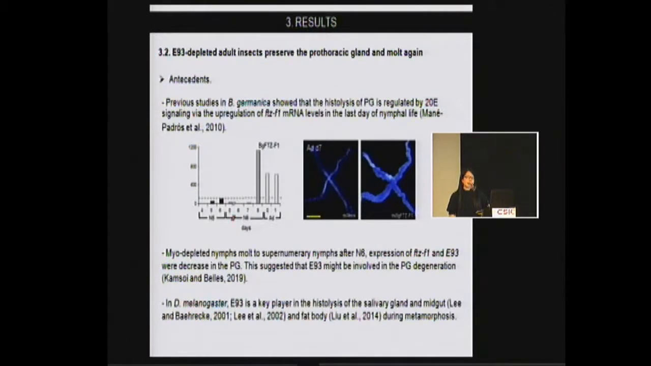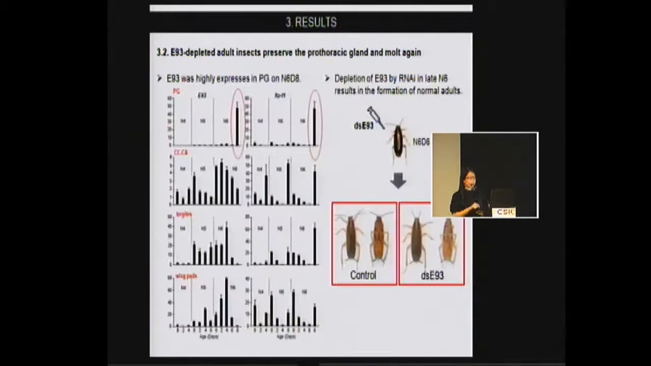And in Drosophila, E93 has already been studied and demonstrated to be a key player in the histolysis of many tissues, like the salivary gland, the midgut, and also the fat body, which happens during metamorphosis. But in Blattella germanica, the role of E93 in the destruction of the prothoracic gland has never been studied. So these are the antecedents for the second topic.